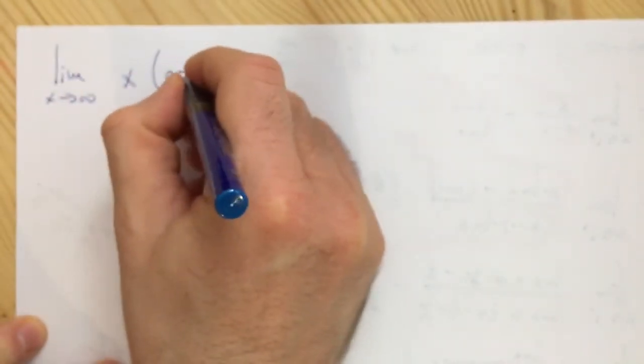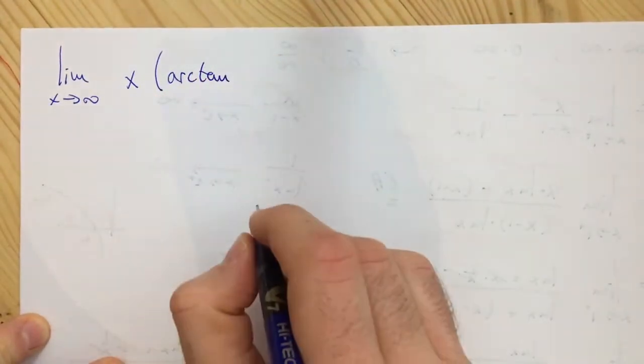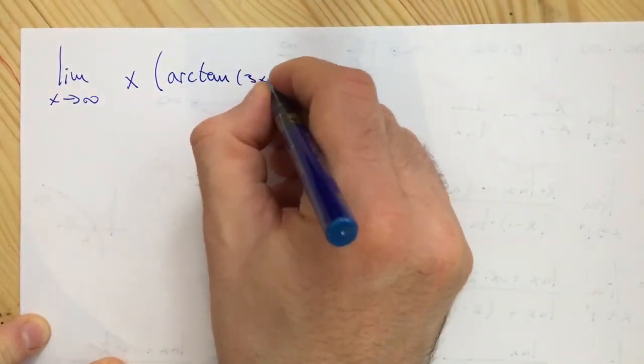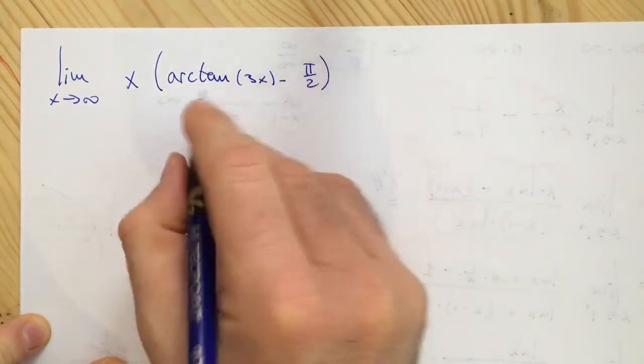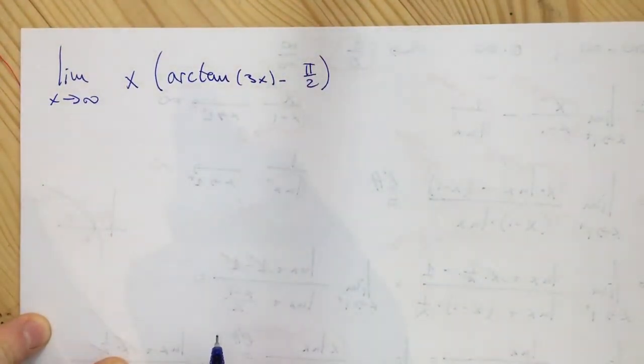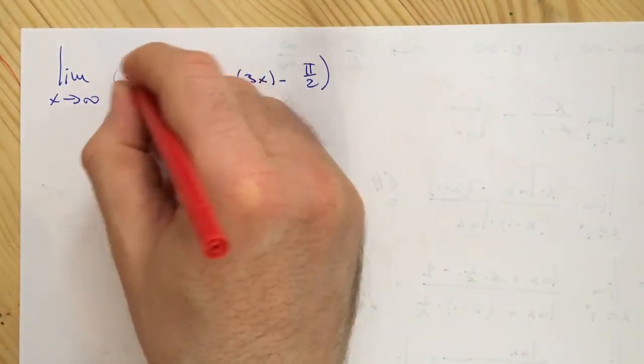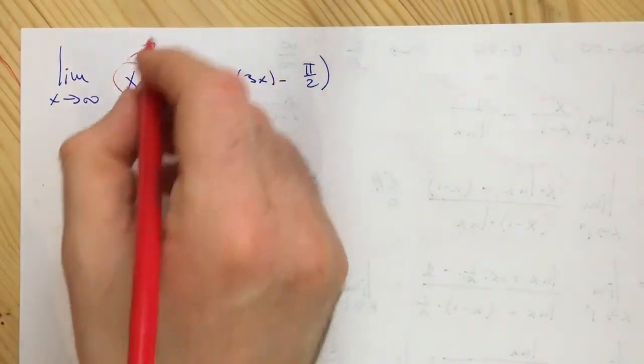So limit as x goes to infinity of x times arctangent of 3x minus pi over 2. So again, we have the inverse trigonometric functions here, which you have to know how they behave, what their domain is.